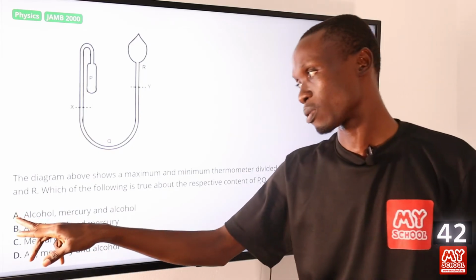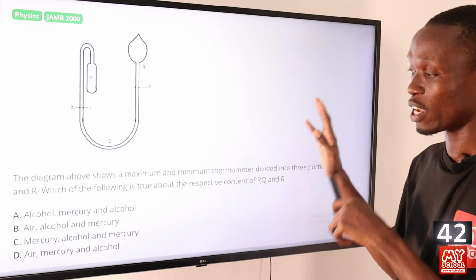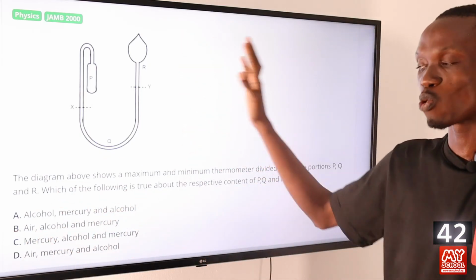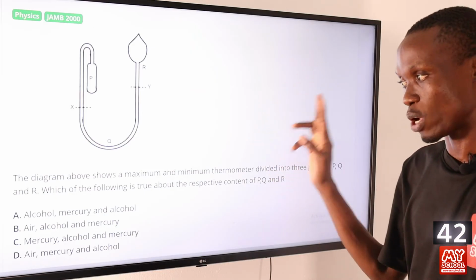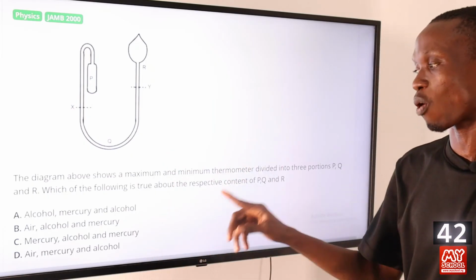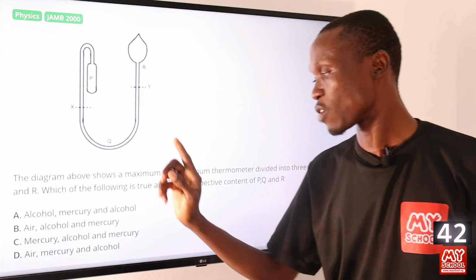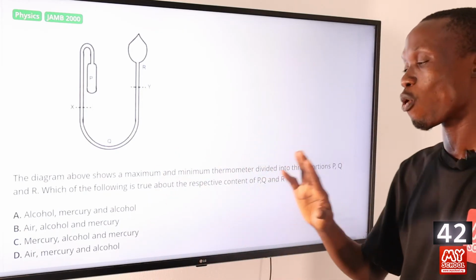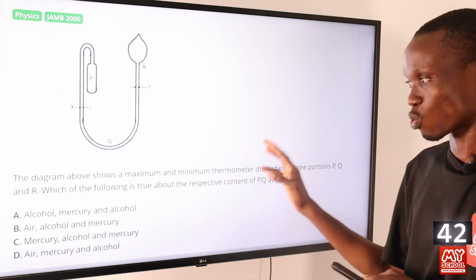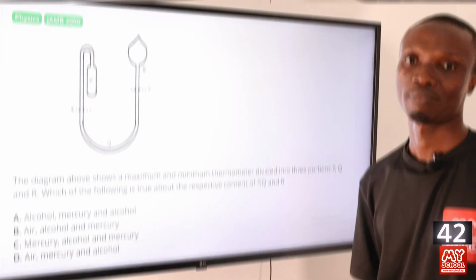Okay, so let's look at option A. Option A, we have alcohol, mercury, and alcohol, which agrees with our explanation. Then B, we have air, alcohol, and mercury. There is no air. It only uses two liquids, which are alcohol and mercury. Then option C, we have mercury, alcohol, and mercury. No, it's not mercury, alcohol, and mercury. Then option D, we have air, mercury, and alcohol. No air at all. So that makes option A the correct answer to this question: alcohol, mercury, and alcohol.